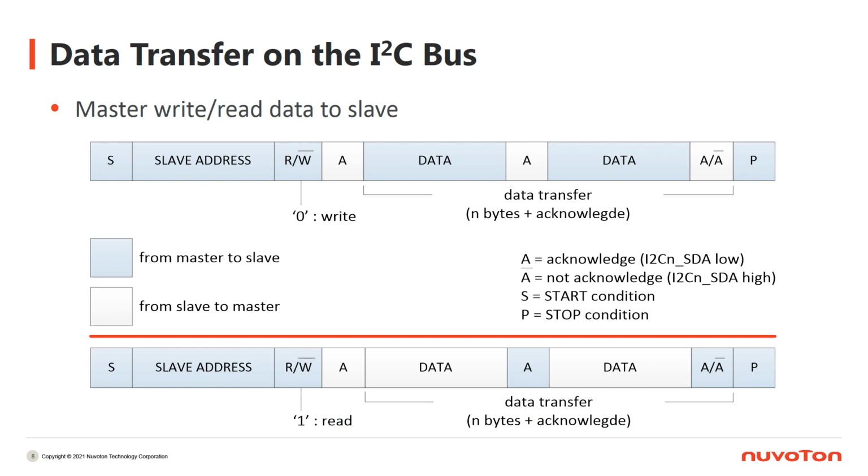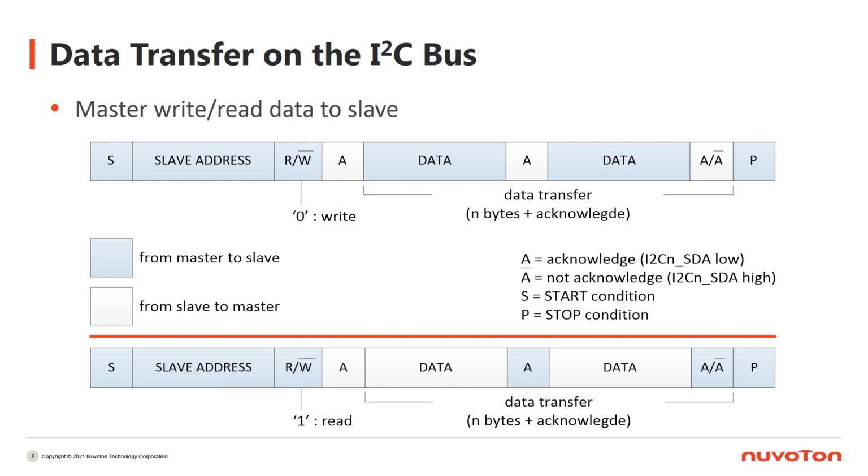We have talked about that there are 4 stages in an I2C communication. Let's take a closer look at it. We show how the master writes data to a slave and reads data from a slave. Blue color means the transfer direction is from master to slave. Gray color means the transfer direction is from slave to master.